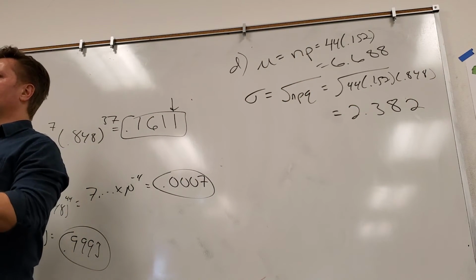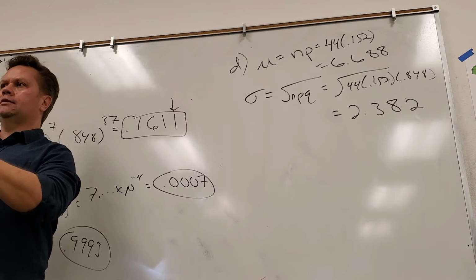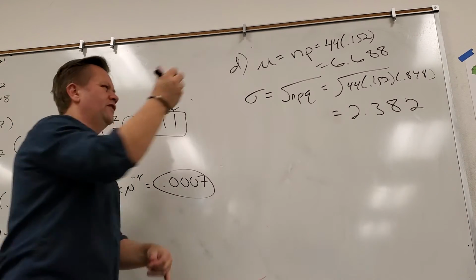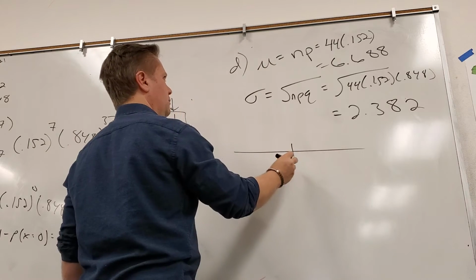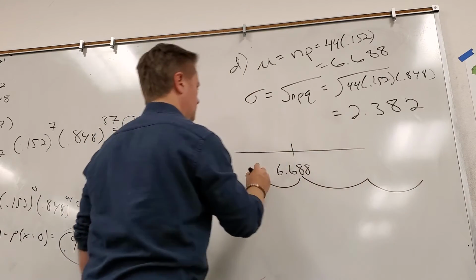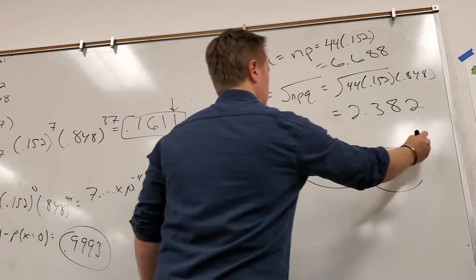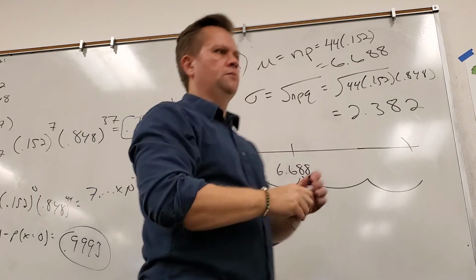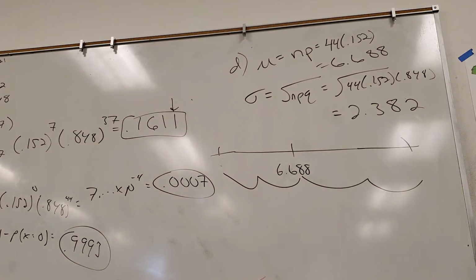All right. And now the last thing I tell you is, this feels a little familiar, right? You put the mean in the middle, but now I'm going up and down 2 steps. Let me show you something. Watch this. So if I do the square root of 44 times 0.152 times 0.848.